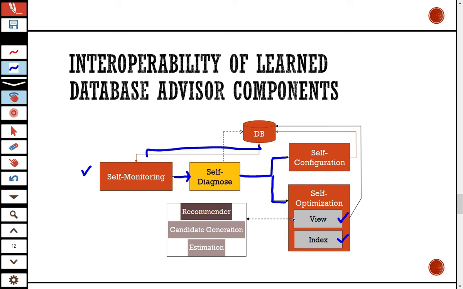To optimize a view, the self-optimization module will inform the recommender process to generate different views. And from those generated views, a candidate will be selected. And that selected candidate will undergo estimation if the selected candidate has the highest rank among the recommended candidates.